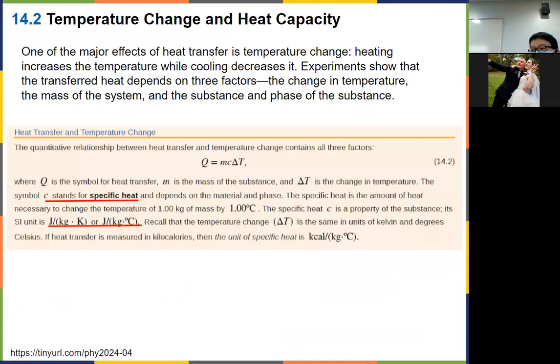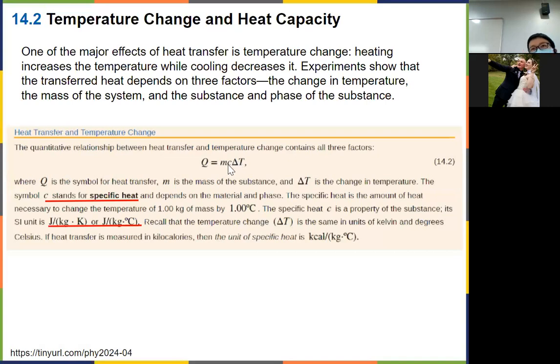Now, as I mentioned, if there's heat change of the object, then the temperature of the object will change, right? So this can be expressed by this equation here. Q is the heat added to the object or the system. If you have a few objects in the system, then that equals mass times c, which is a constant number, times delta T.